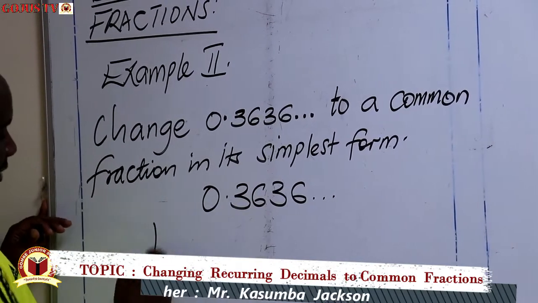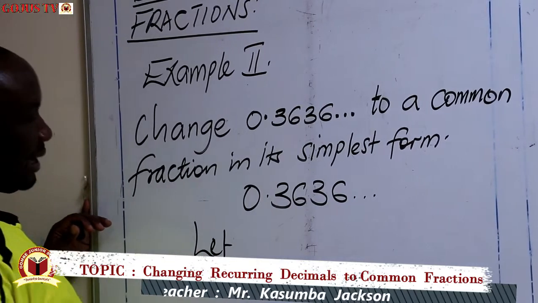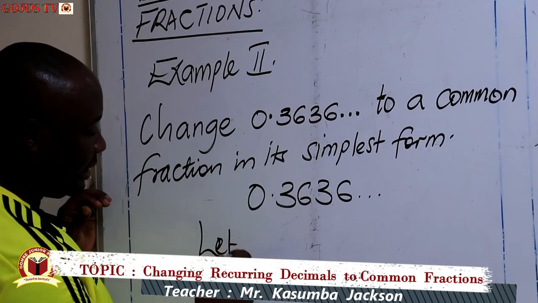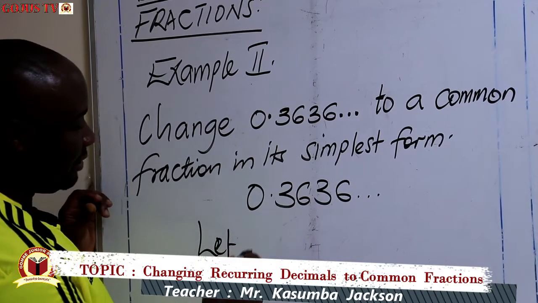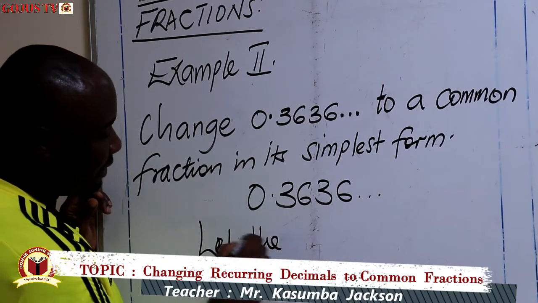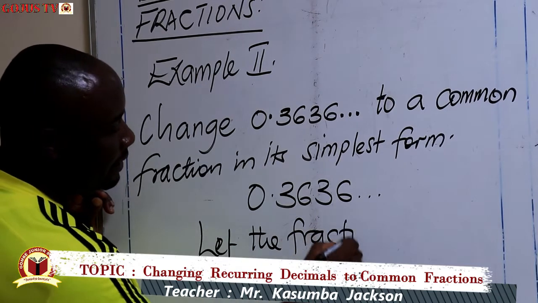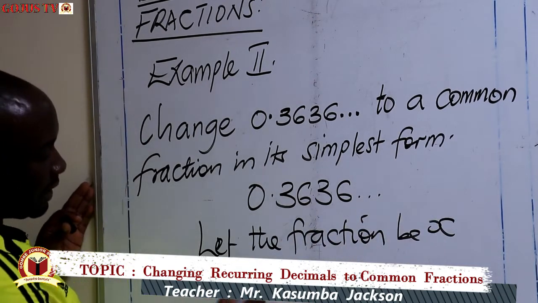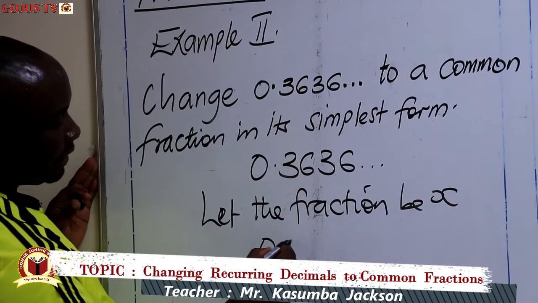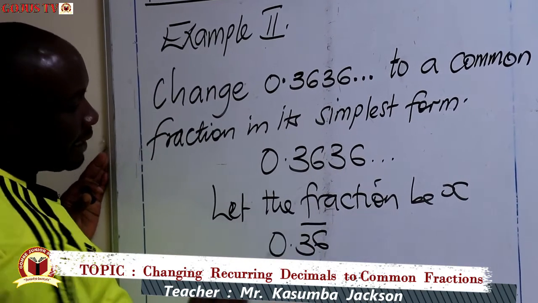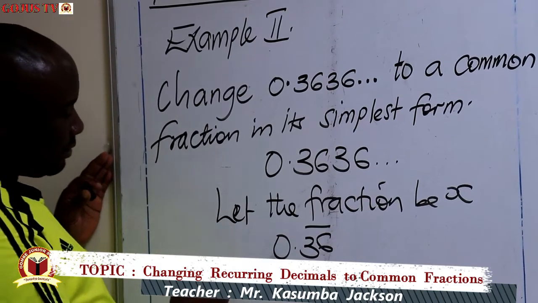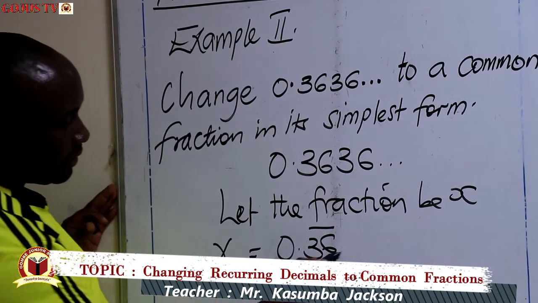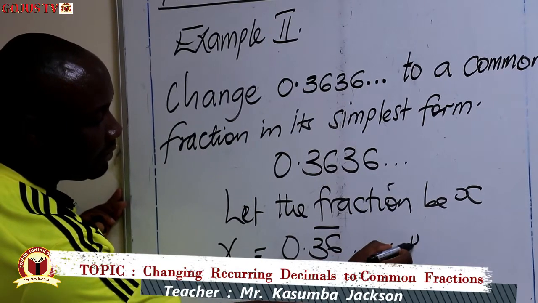As last time I told you, since we want to make an ordinary fraction, we are going to give it a name. Let the fraction be x, such that our decimal 0.36 recurring will be equivalent to that fraction, which is x. As I told you, this can be named equation 1.